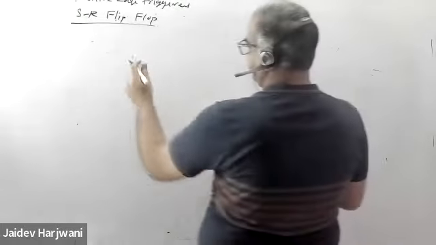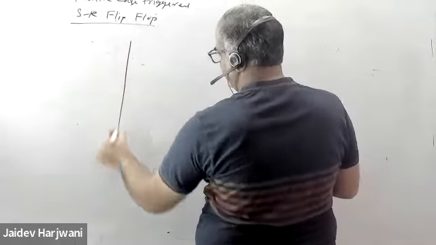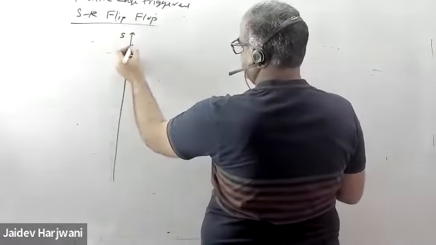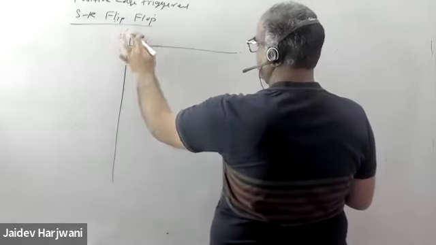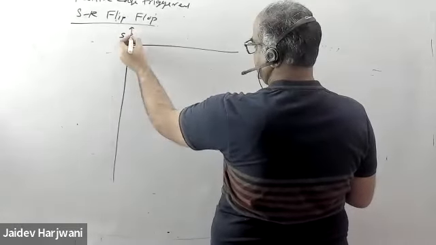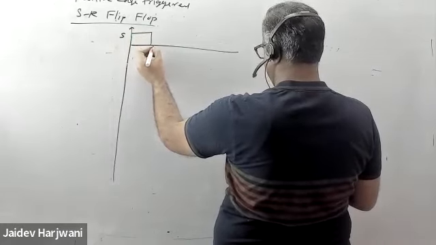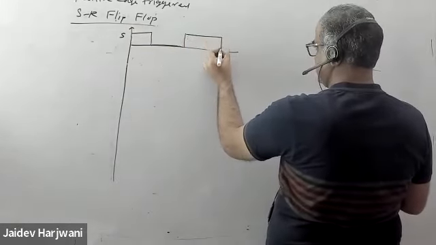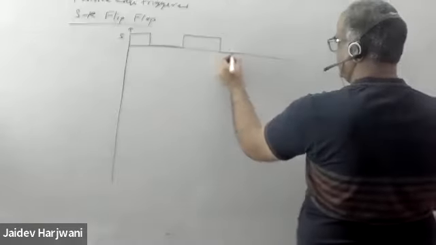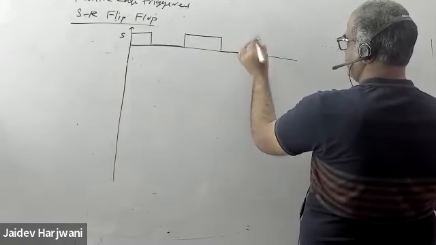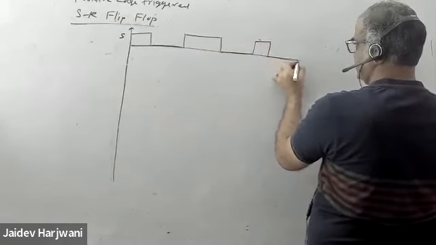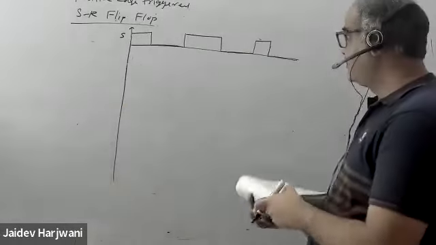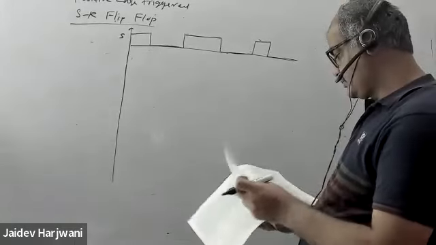So now say I have a variable s, which is changing: 0, 1, 1. Then again it is 0 going to 1, and then it goes like this. Okay, this is my s. I have to take positive edge triggering, so I want a clock also.